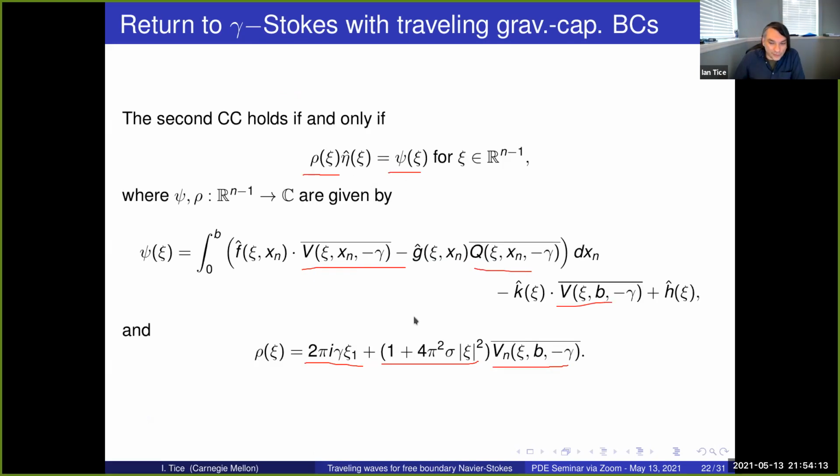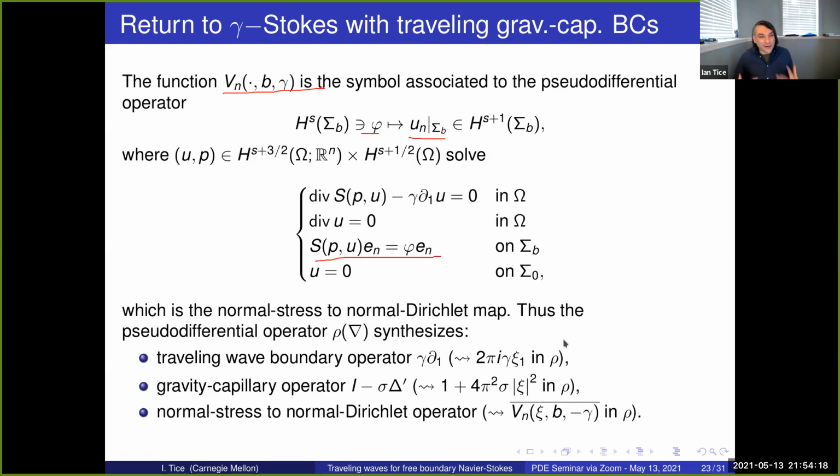And so what we learn from looking at the symbol of our operator rho is that in a very interesting way, rho synthesizes all of the different boundary conditions that appear involving the free surface function. So it synthesizes the traveling wave operator, gamma d1. That's what gives us the first part of the symbol. It then has a part that corresponds to the gravity capillary operator, which gives us this part of the symbol. And there was a final part of the symbol which is not explicit, but it's coming from this normal stress to normal Dirichlet operator, which is this function v sub n.